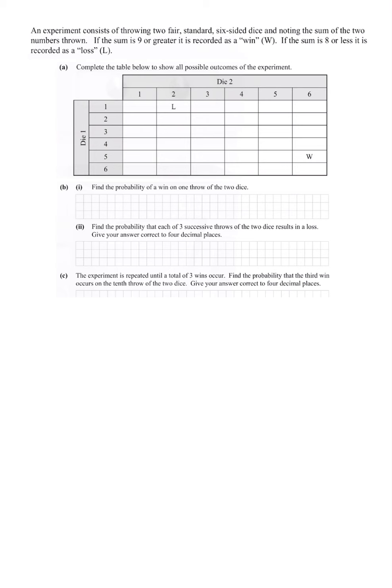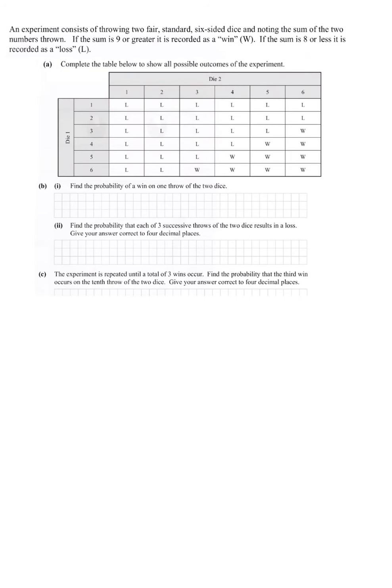Okay, so the first part of this is pretty handy. Like adding 1 and 1, that would be 2, which would be a loss. 1 and 2 would be 3, which would be a loss. 1 and 3 would be 4, which would be a loss. Okay, and this will keep going on now until we get to 3 and 6, which is 9, which is a win. Okay, so then the table, when it's all done, will look like this.